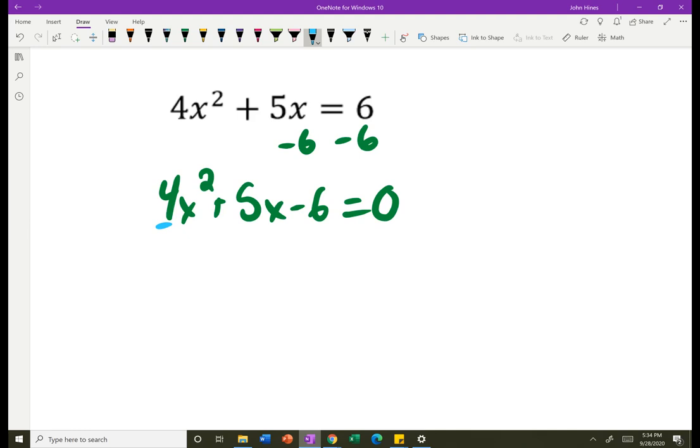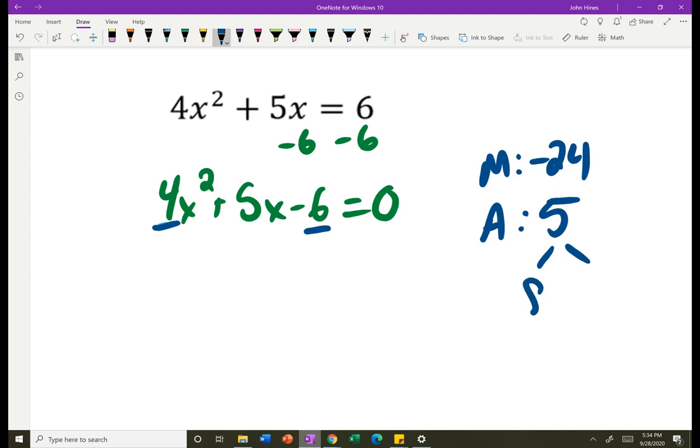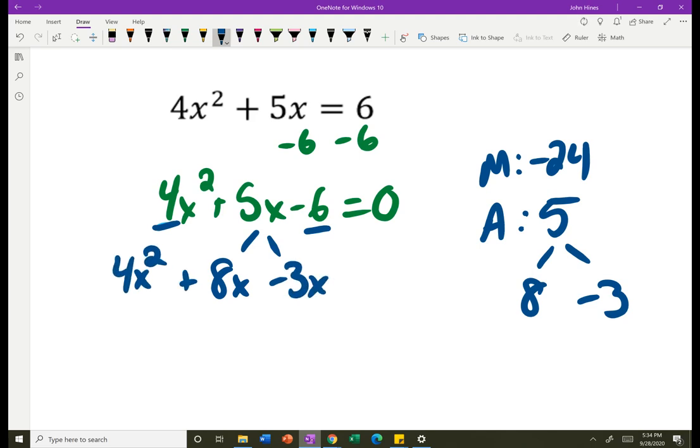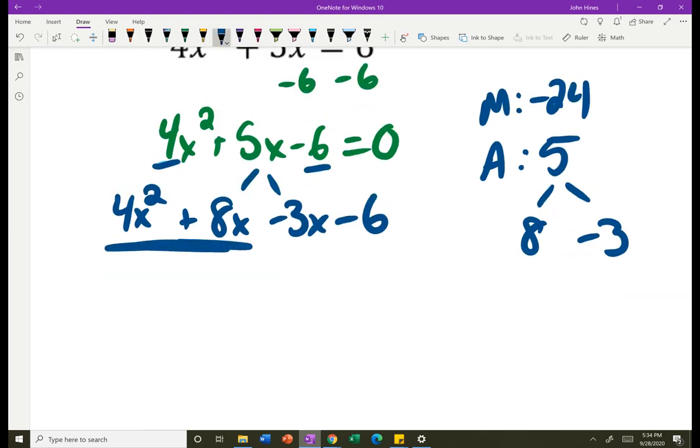And for this one, I've got to use the AC method. So I'm figuring out what multiplies to negative 24, a times c, that adds to positive 5. And I got 8 and negative 3, right? 8 times negative 3, 8 plus negative 3, good. So that forces me to split the middle term. This isn't a quick trinomial. This is a trinomial where you got to split the middle term there and turn it into grouping. So now I group.